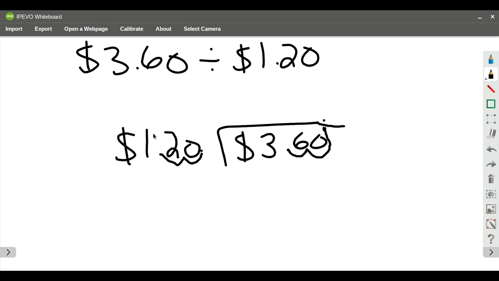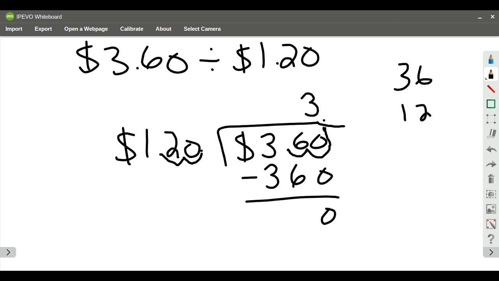Then I look at how many times 120 goes into 360. If I look at it as 36 and 12, 12 is going to go into 36 3 times. So 120 times 3 is going to be 360. I'm going to subtract, and I'm left with 0. So my answer here is Michelle would be able to buy 3 water bottles.